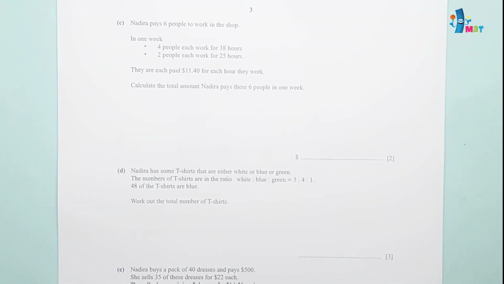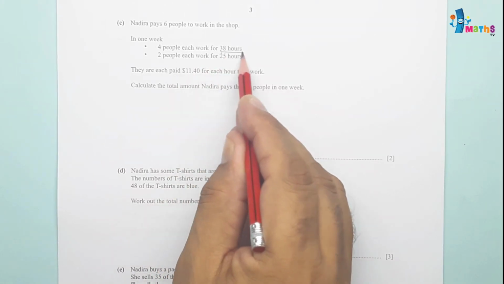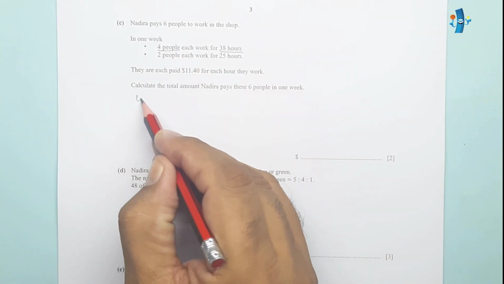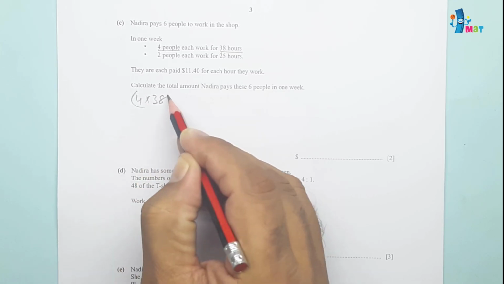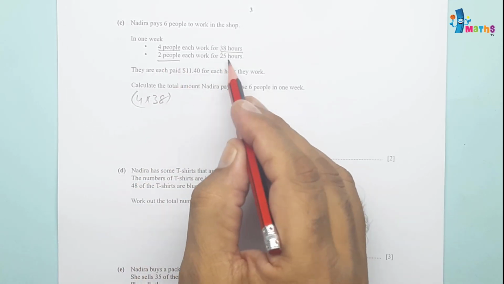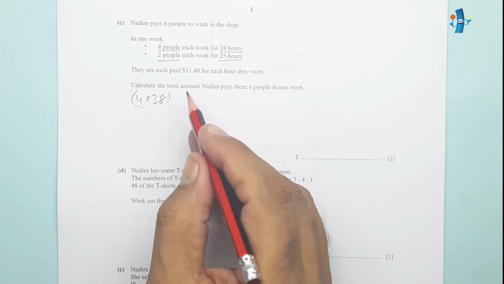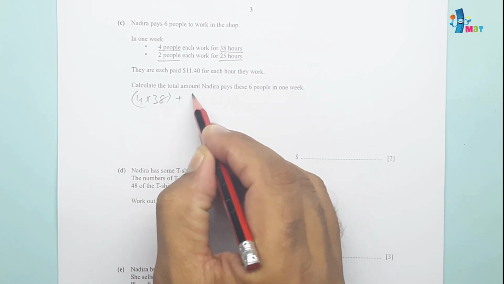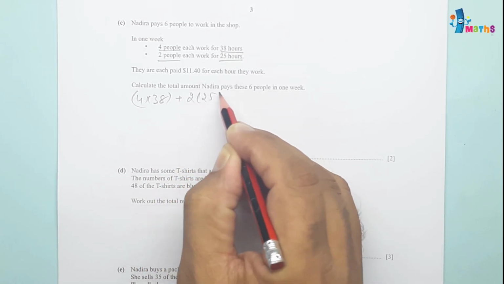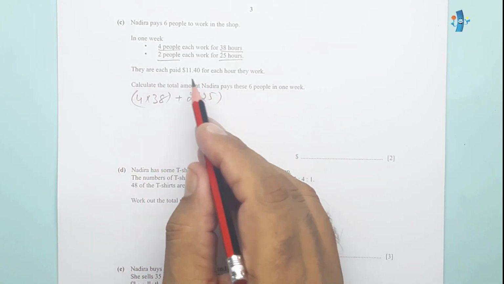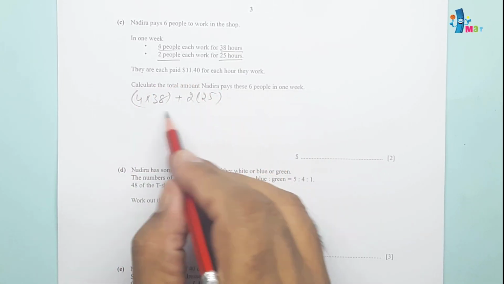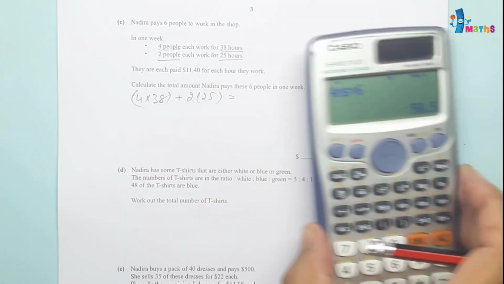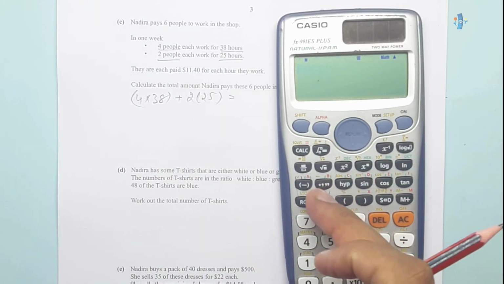Now part C. Nadira pays 6 people to work in the shop. In 1 week, 4 people work each week for 38 hours. So it means 4 into 38. 2 people work each week for 25 hours. So this will be added to 2 people and 25 hours. They are each paid this much amount. First we'll calculate the number of hours, then we'll calculate the payment.